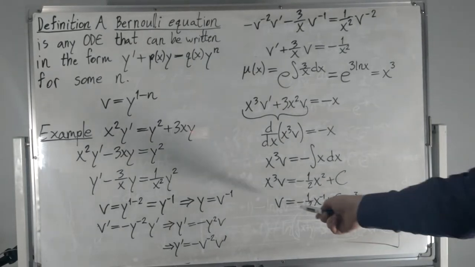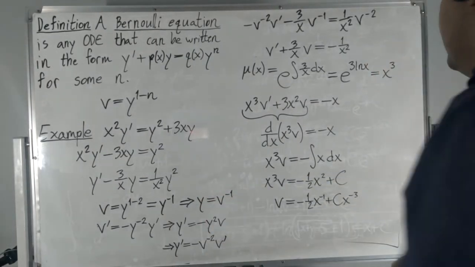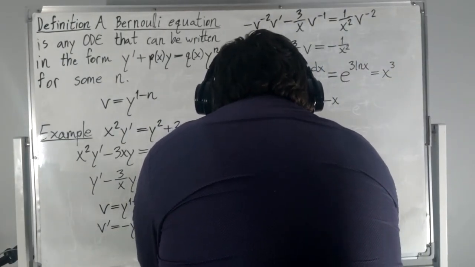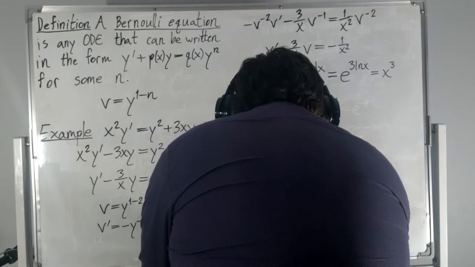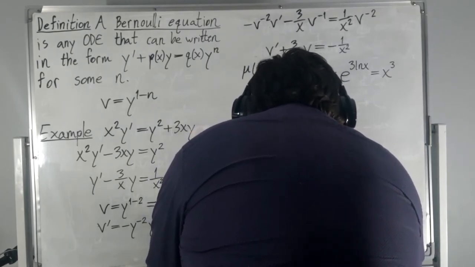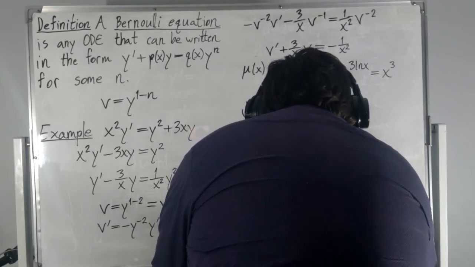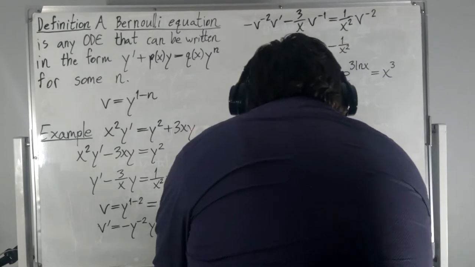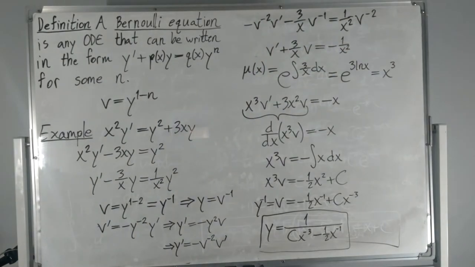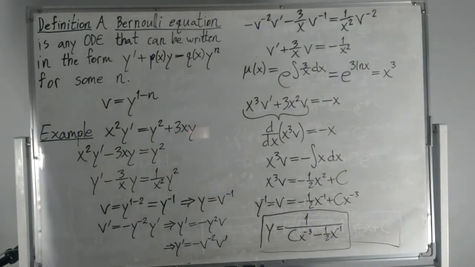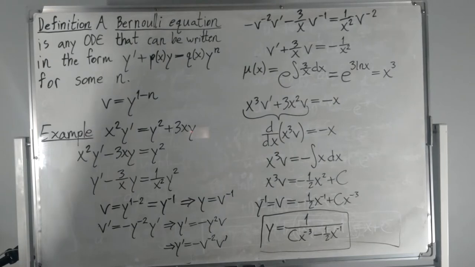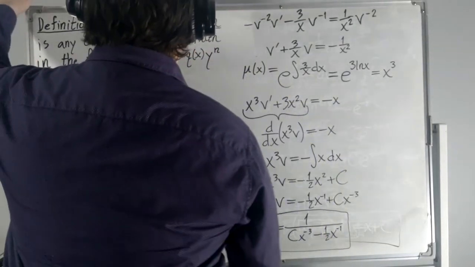Finally, v is a name for y to the negative 1. So y to the negative 1 is equal to all of that stuff. And therefore, y is equal to 1 over c x to the negative third minus 1/2 x to the negative first. And that would be our general solution. There are other ways to write it, but that's at least one. Let's do another example of a Bernoulli equation.